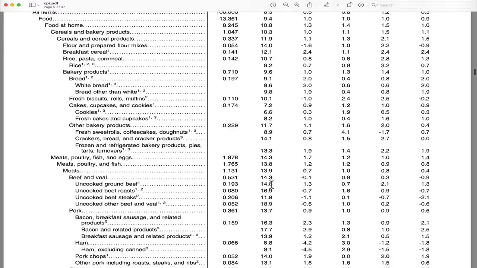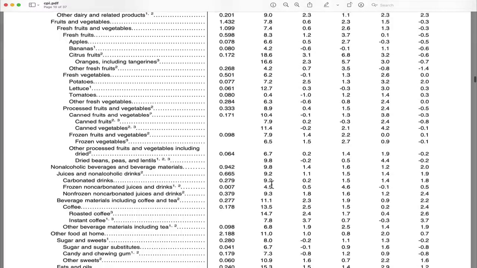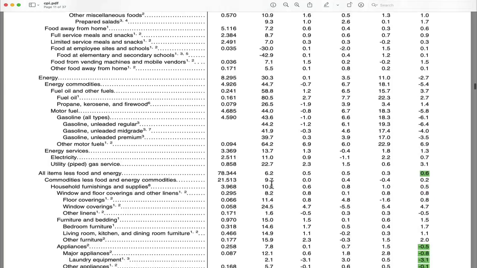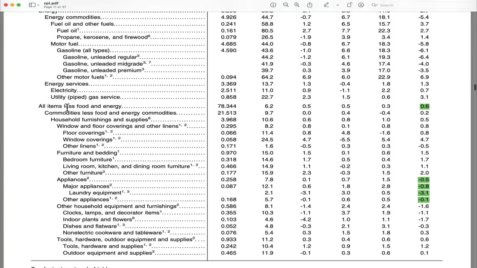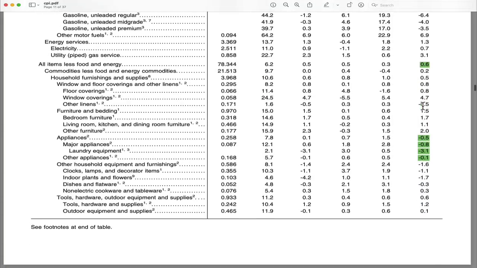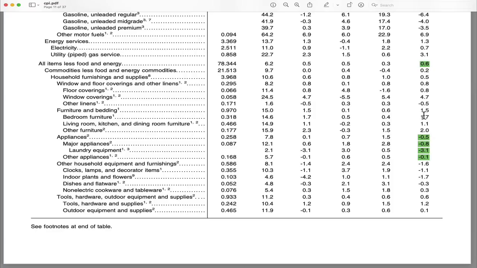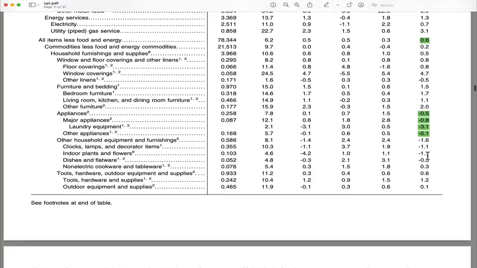This is from Table 2, and if you scroll down in Table 2, I've got some items highlighted. Let's get down to all items, less food and energy. We saw that was up 0.6 month over month. But let's look for where the negative signs happen to be, and they cluster down here. Notice appliances, major appliances, laundry equipment, and other appliances. I want you to notice that.